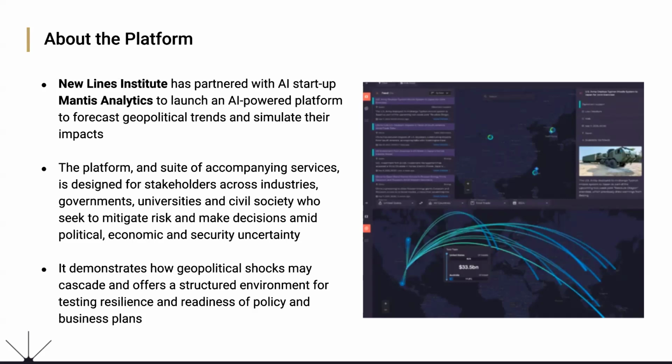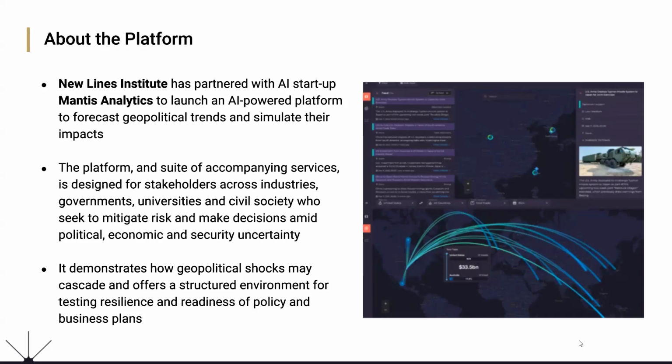As I'm sure all of you are aware, right now the world is in a very dynamic geopolitical place, and we've seen that impacts our daily lives in a number of different ways. So this platform will also demonstrate how geopolitical shocks or any kind of geopolitical factors can cascade and impact operational implications in a structured environment that allows all of the users to test resilience and have a greater readiness for policy and business plans. And here I'll pass it over to my colleague, Maxime, if you want to briefly introduce yourself, and we'll get into the next slide.